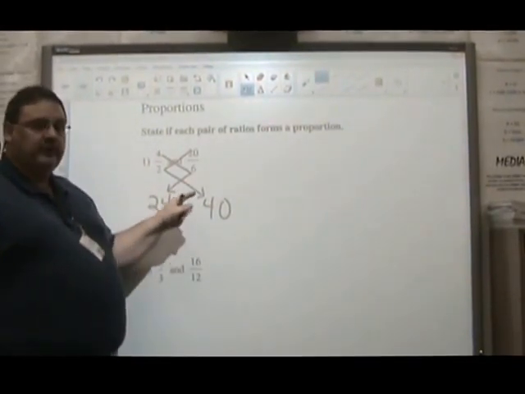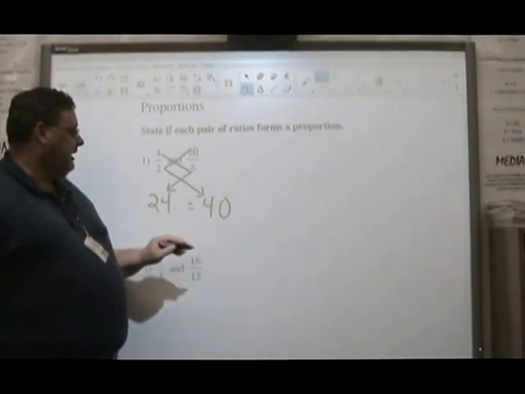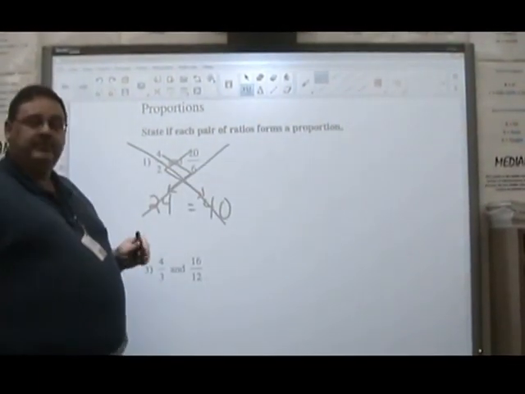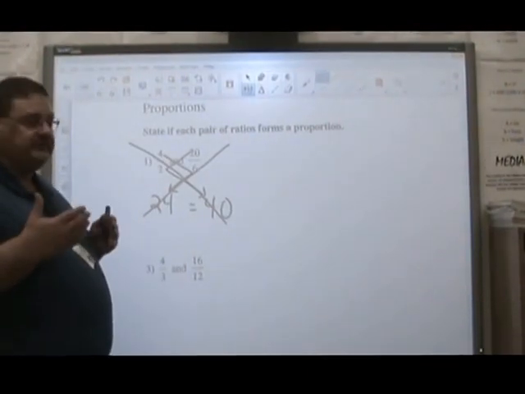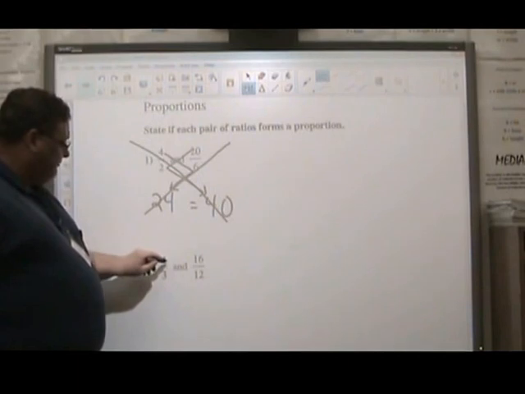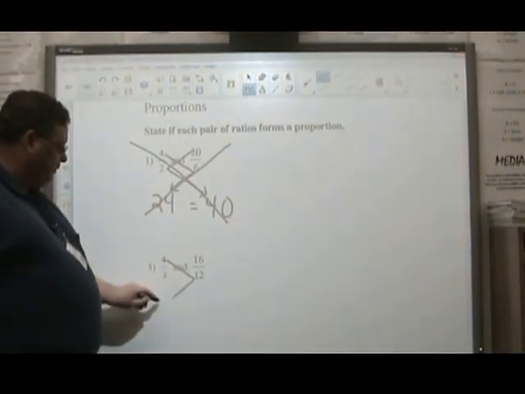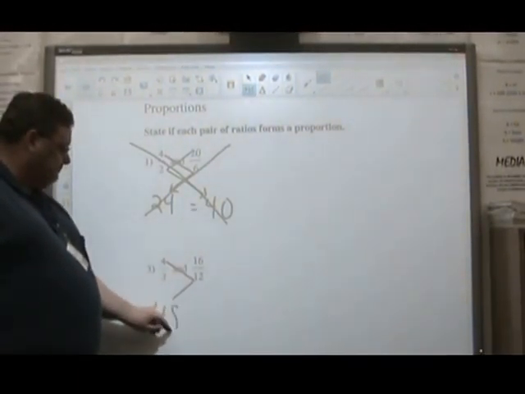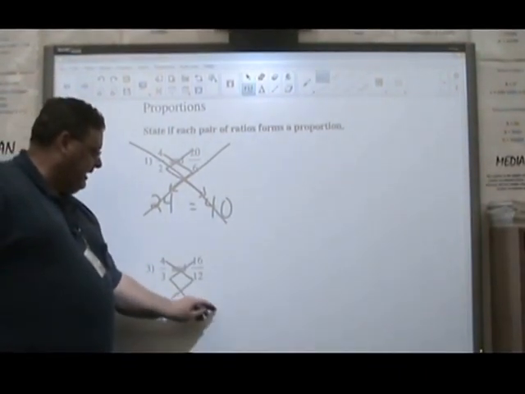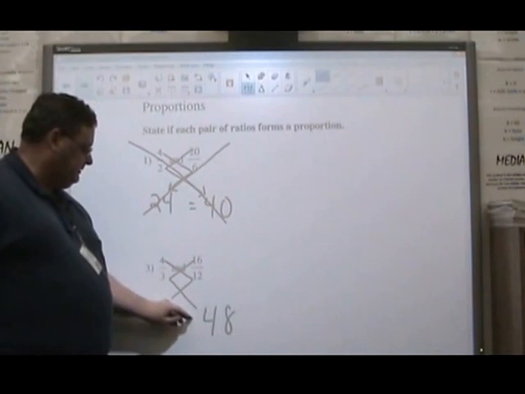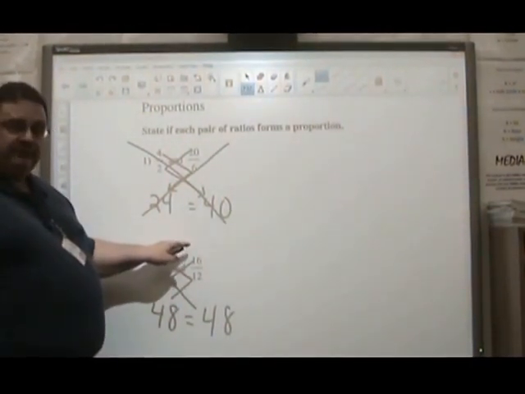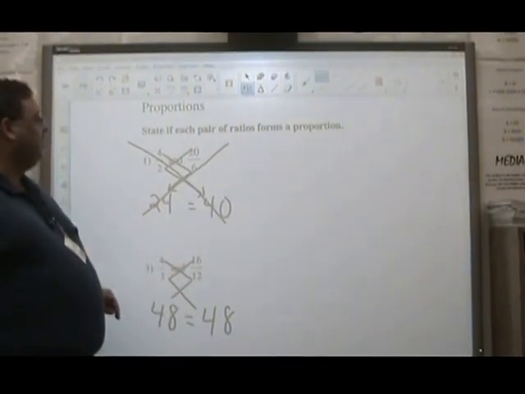And is 24 equal to 40? And the answer is no. So these ratios are not proportional. They're not the same. Okay, we'll work another problem. 4 times 12, 48. 16 times 3 is 48, and in this case they are the same, so 4/3 is proportional, or the same as 6/12.